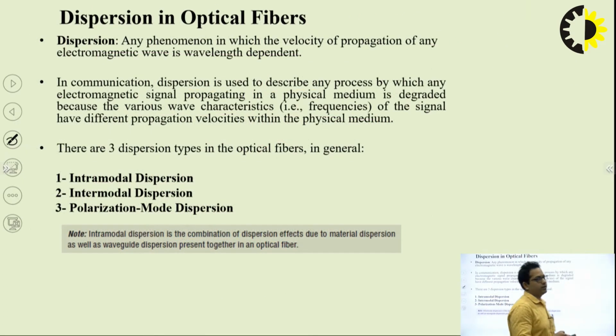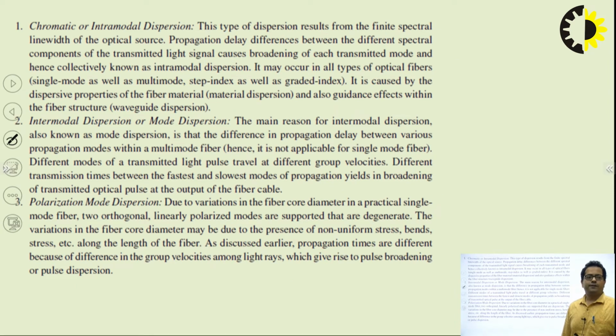So we have just discussed the different types of dispersion: intramodal, intermodal and polarization mode dispersion. Intramodal dispersion is basically formed by a combination of two dispersions, material dispersion as well as waveguide dispersion. We will see those when we go into details about intramodal dispersion. Now these are the definitions by which you can define intramodal, intermodal or polarization mode dispersion.